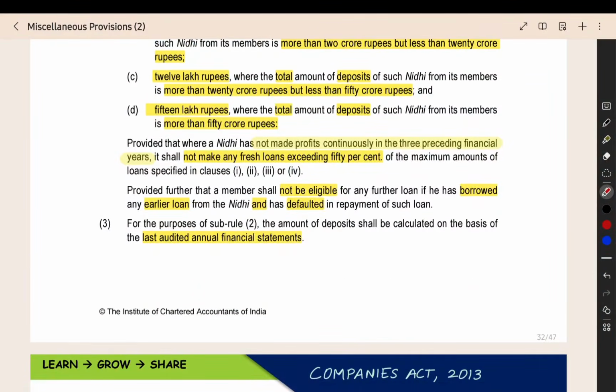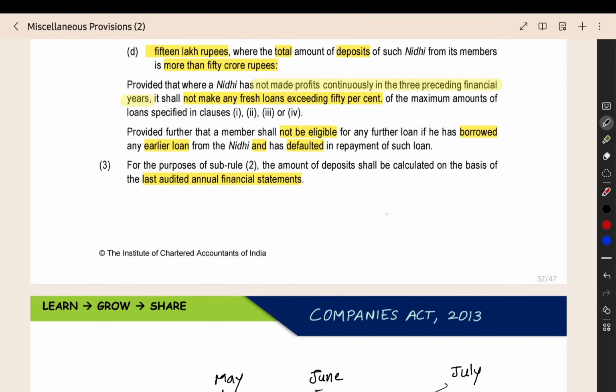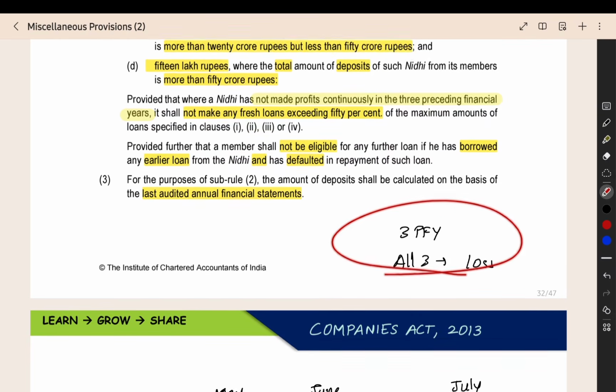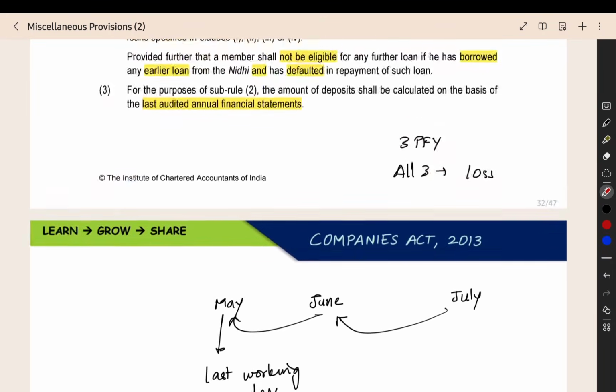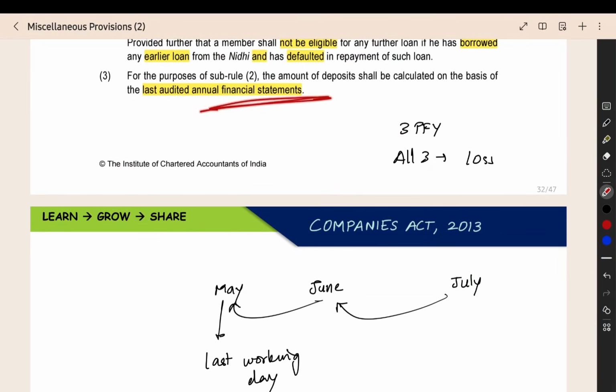If you are not making profits continuously in the 3 preceding financial years, you have to take the 3 preceding financial years. In those 3 preceding financial years, you have not even made a profit. In all the 3 years, you are having a loss only. Then you should not give any fresh loan. You should stop giving the loan and you should try to recover the remaining loans that you had already given. So the amount of deposit, here you have to see, should be based on the last audited annual financial statements.